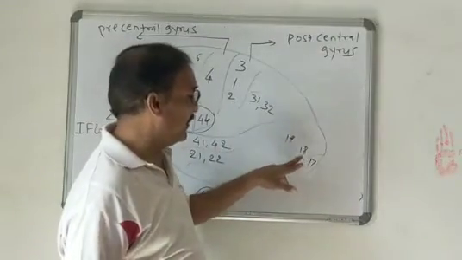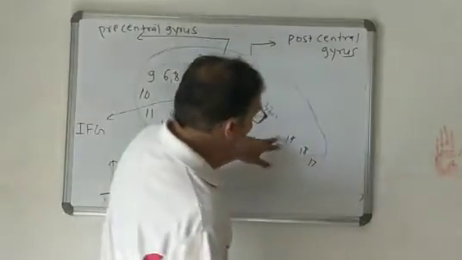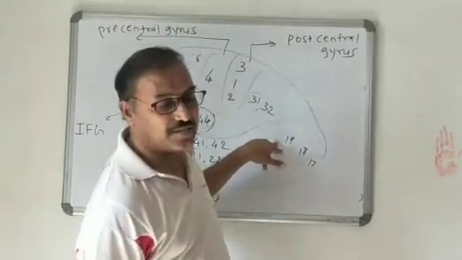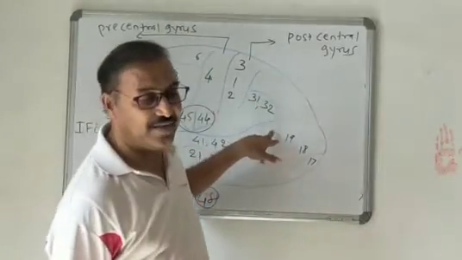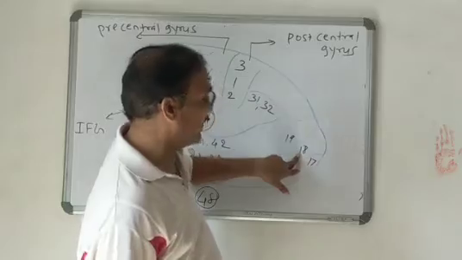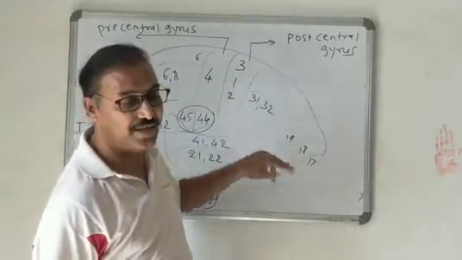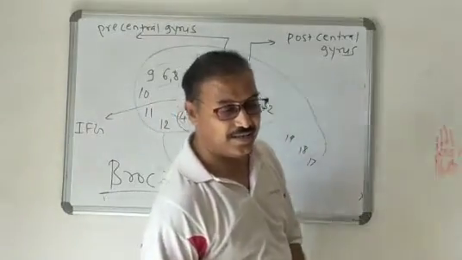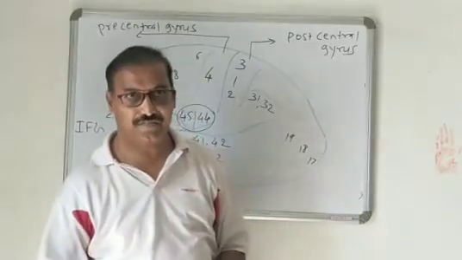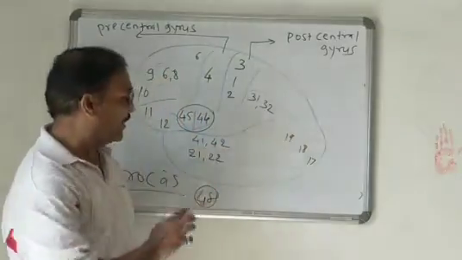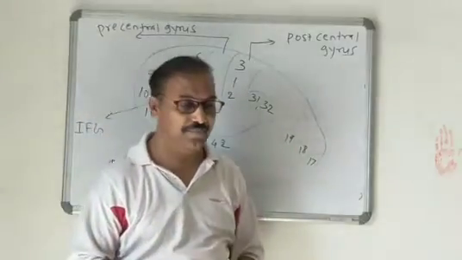Area number 17 and area number 18. Then area number 19, again present in the occipital gyrus. That area is called the visuopsychic area, or the secondary visual area. So this is the primary visual area, number 17 and 18, and area number 19 is the secondary visual area, or the visuopsychic area. What does it do? This area analyzes the visual impulses. So these are the main areas present over the superior lateral surface of the cerebrum.